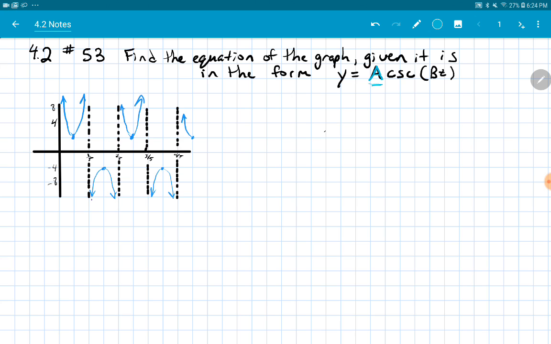To find a is going to be the maximum and the minimum. So remember our sine function had the maximums at 1 and -1, unless a was not 1 or -1, in which case whatever a was, our max and our min. Same with our cosecant function. So our max and mins land at a and -a.